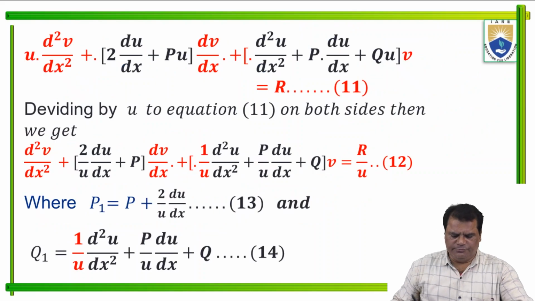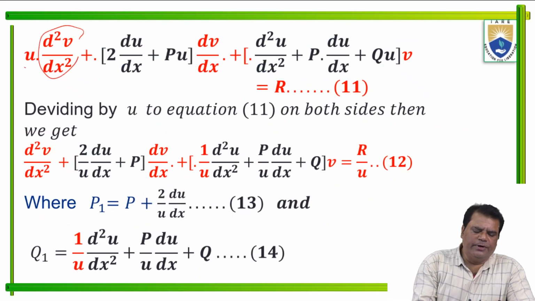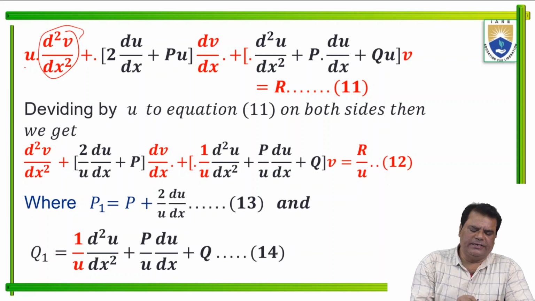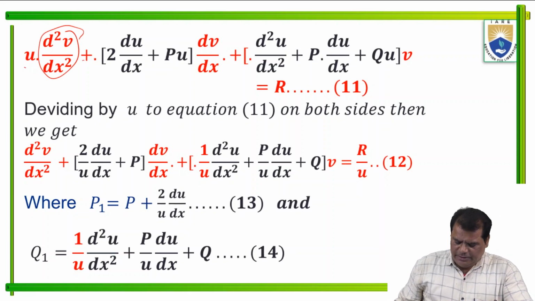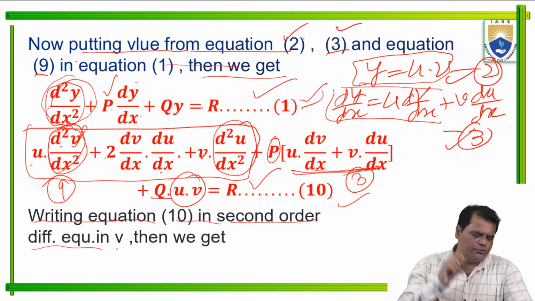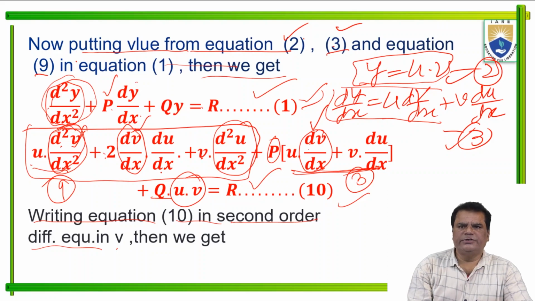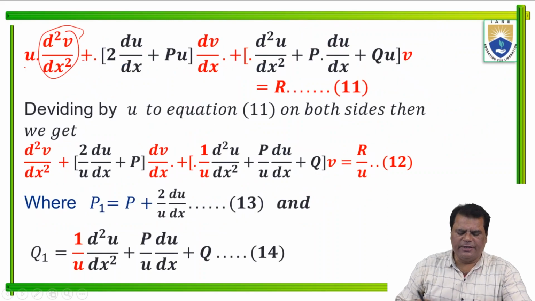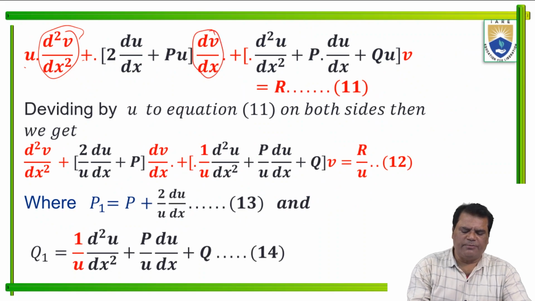Then we get here u d2v over dx2, the second order derivative of v, plus. In the last equation there is only a single term d2v over dx2. Writing this term, we see that dv over dx appears here and here. This is common, so taking dv over dx common, we get here 2 du over dx plus pu, plus.